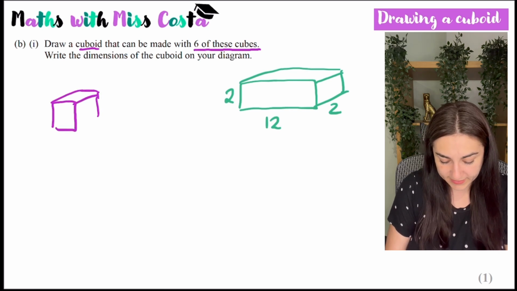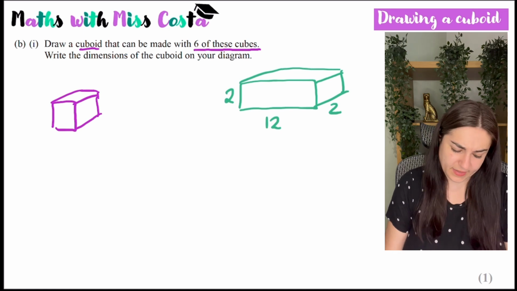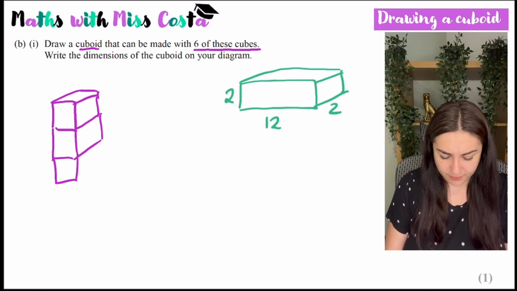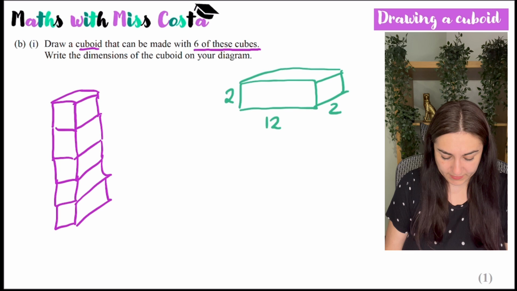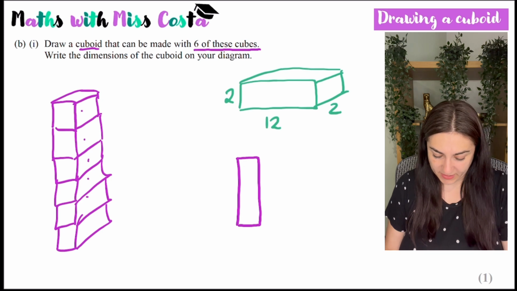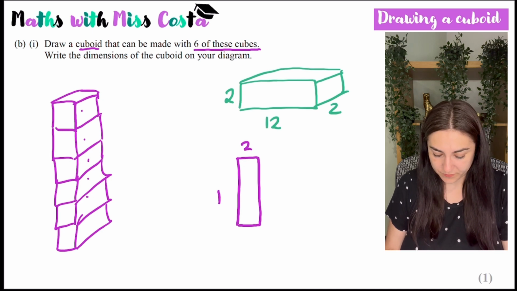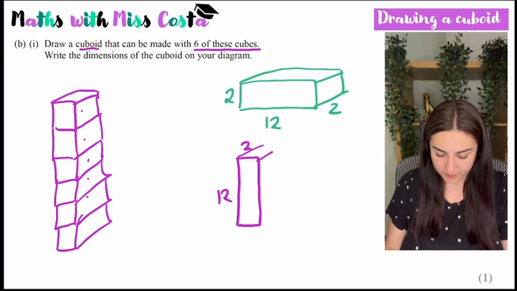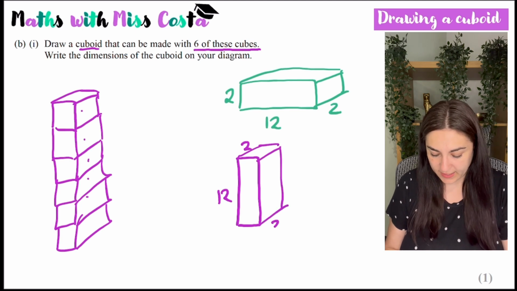Another way I could arrange them is if I put them arranged on top of each other. So here's 1 cube. And I could do it going down like this. So I could do 6 cubes going down. So 1, 2, 3, 4, 5, 6. So my cube could look like this. That would be a side length of 2. That would be 12 because there's 6 lots of 2. And then a dimension over here would also be 2.